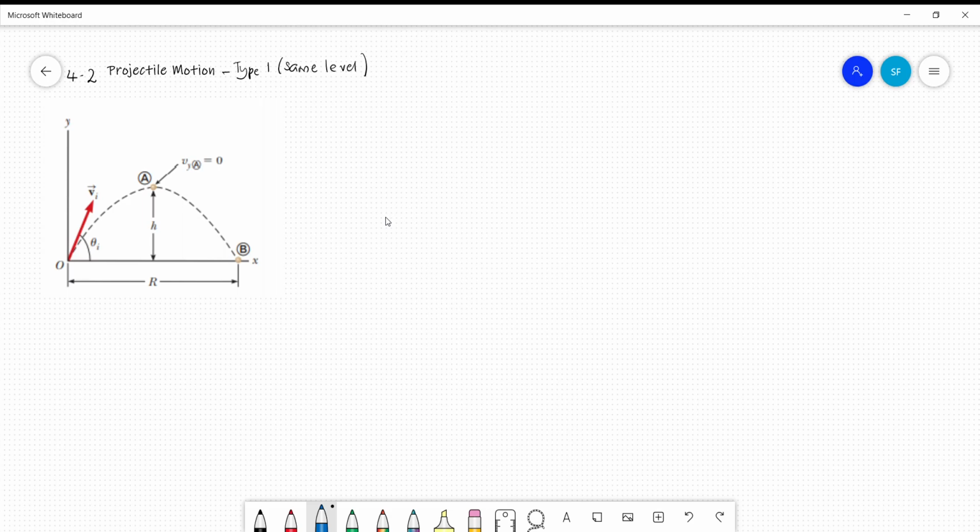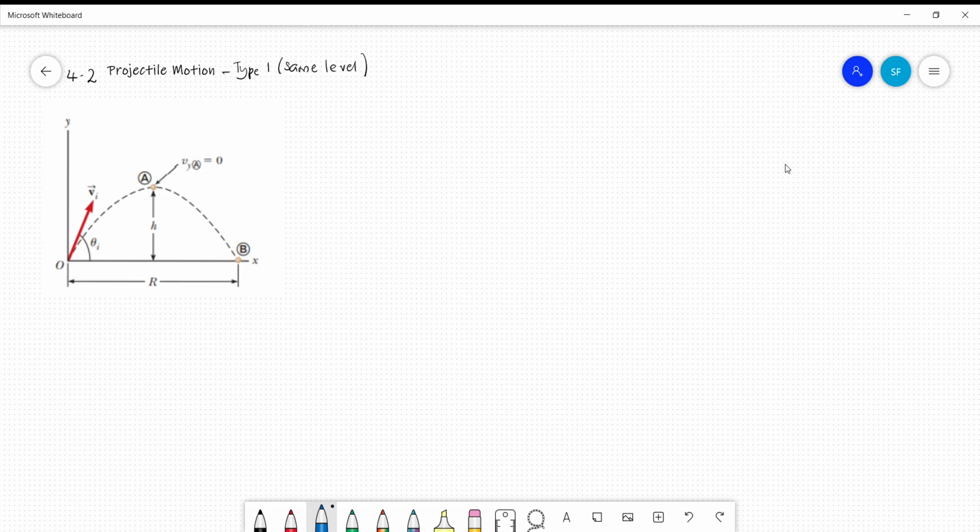Alright, next subtopic is about projectile motion. Here I have posted one example of projectile motion. You can see this type of motion when a grasshopper jumps, or a long jumper. They start on the ground, and when they fall, they fall back on the ground. Meaning, the starting point and final point are at the same level.